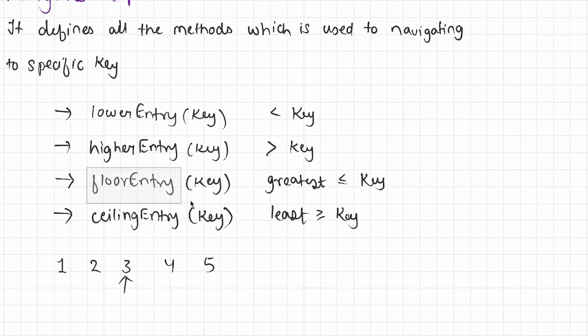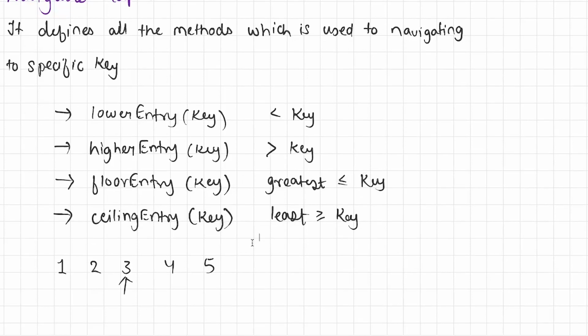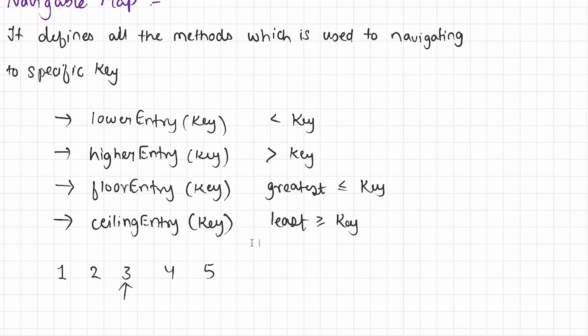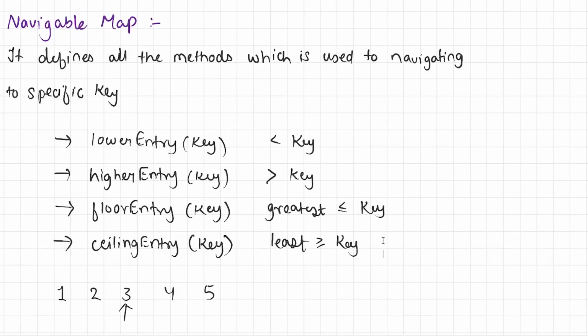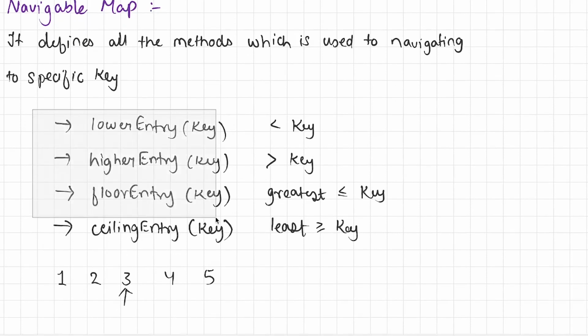The next method is floorEntry. floorEntry takes a key as argument and it is used to find the entry whose key is the greatest key less than or equal to the provided key. Now the next method is ceilingEntry. ceilingEntry takes a key as argument and it is used to find the entry whose key is the least key greater than or equal to the provided key. Again, if these methods are not clear to you, we will see a practical demo of all these methods in the next hands-on video.